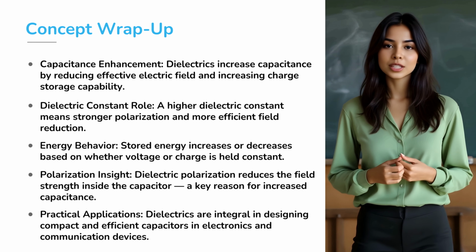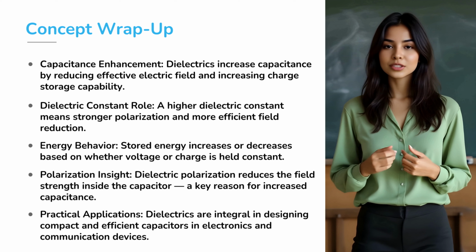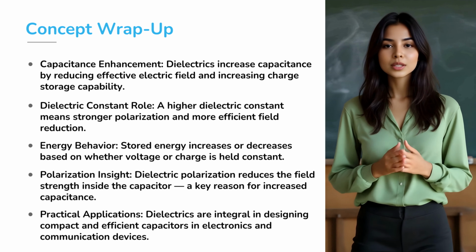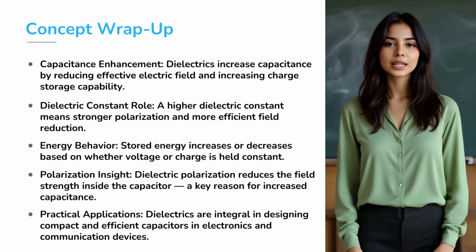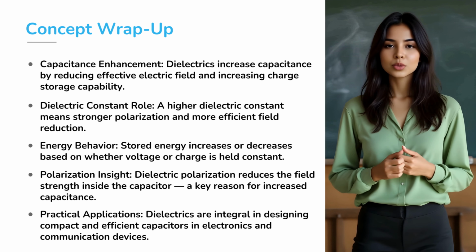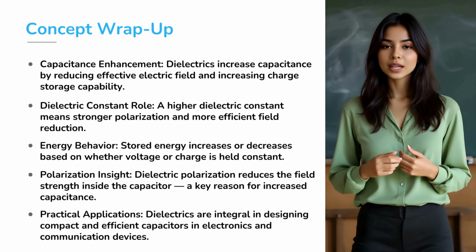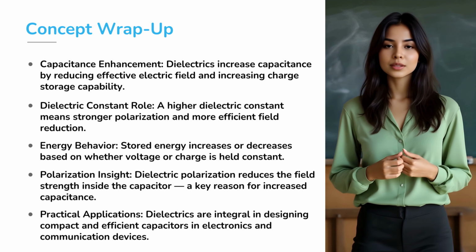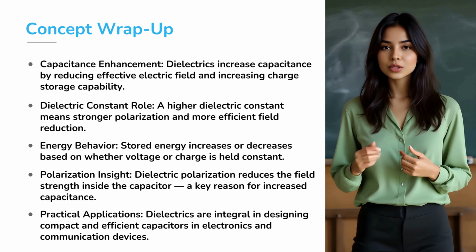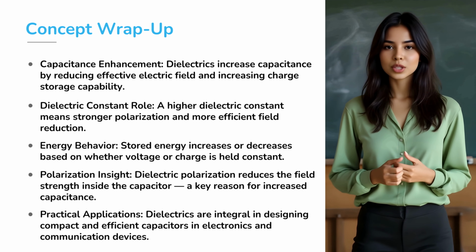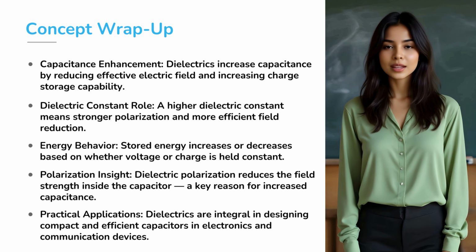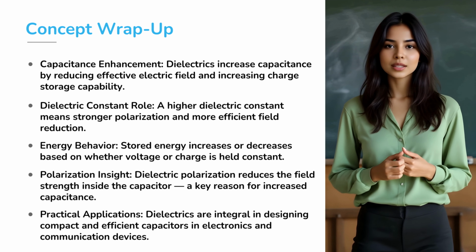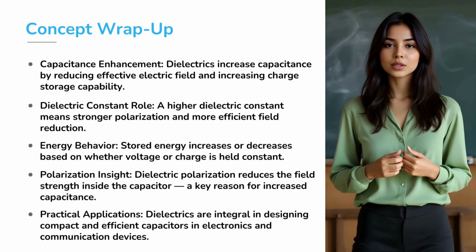We learned that inserting a dielectric increases the capacitance of a capacitor by reducing the effective electric field. The key factor here is the dielectric constant, or K, which tells us how much the capacitance improves. We also explored how energy changes depending on whether the system holds voltage constant or charge constant, and how polarization reduces internal fields. Most importantly, we saw how real-world designs use uniform and partial dielectrics to optimize capacitor performance. From simple circuits to satellite systems, dielectric behavior in capacitors is at the heart of modern electronics.